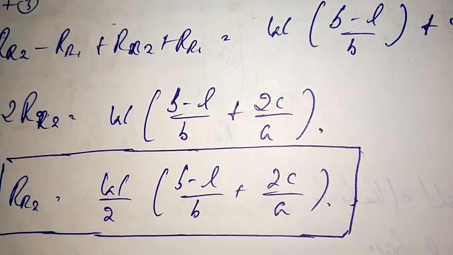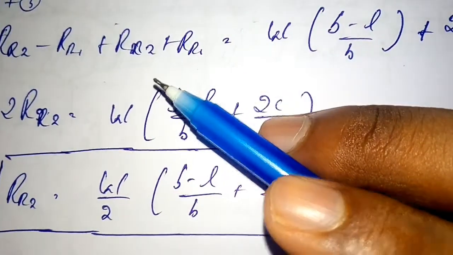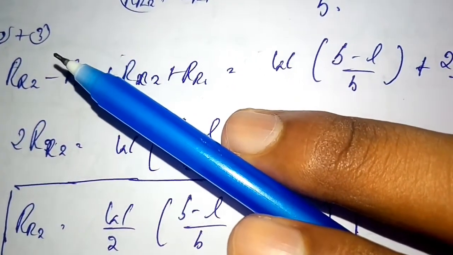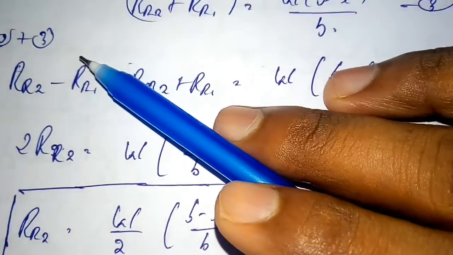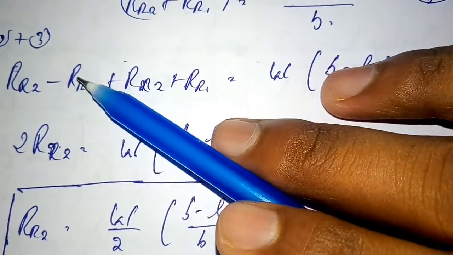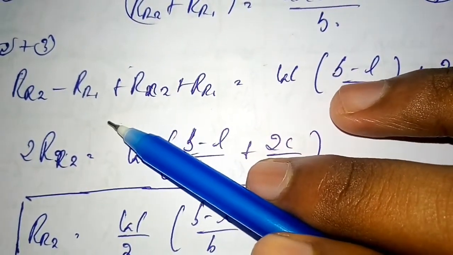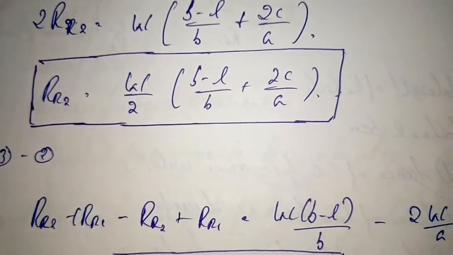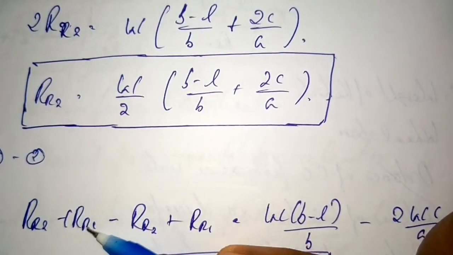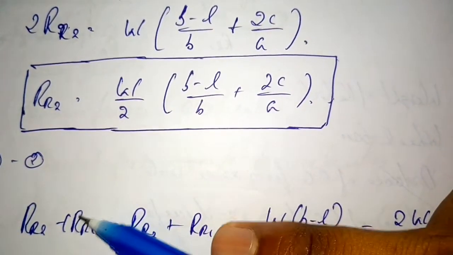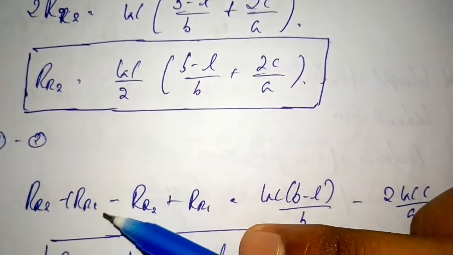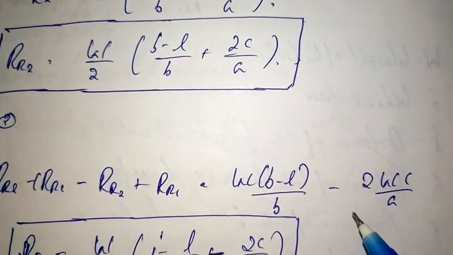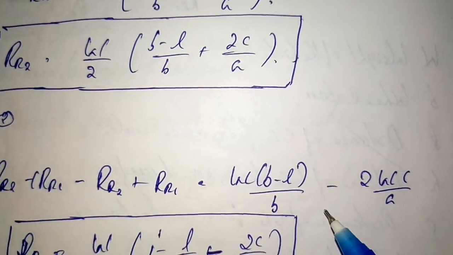Now we have to find the equation for RR1. From here we can see that if we subtract equation 2 from equation 3, we will get the equation for RR1 as well. So we are going to do equation 3 minus equation 2. By doing that we arrive at RR2 plus RR1 minus (RR2 minus RR1). The RR2 will get cancelled and we arrive at 2RR1 is equal to W into [(B minus L) by B minus 2C by A].